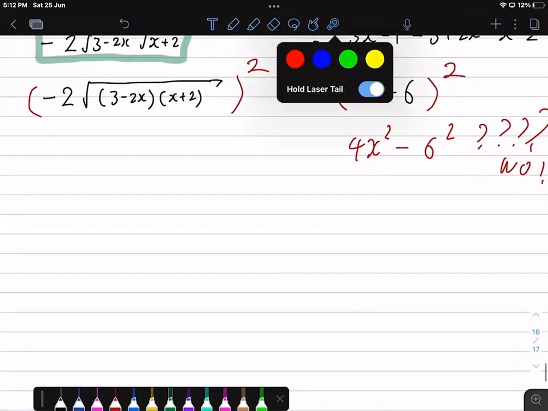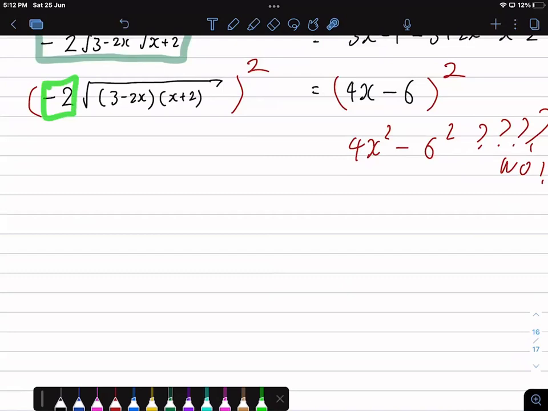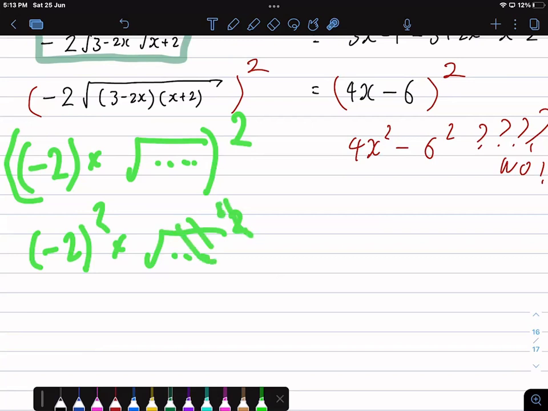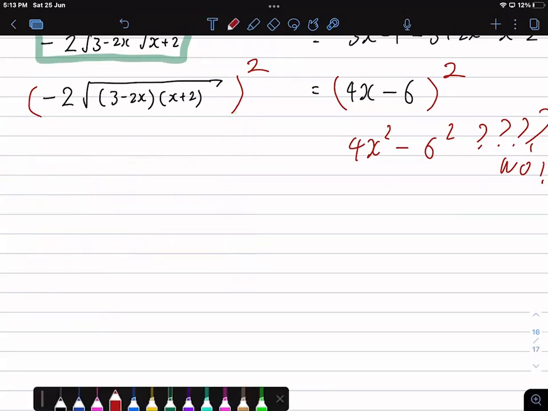So now, whenever you got minus 2, which is just a factor in front of the square root, it's actually a multiplication going on. Negative 2 multiplied by a square root, whatever. So a times b, square, means what? Means a square times b square. What happens when you have a square and square root? Cancel off, but make sure you got a negative 2 square in front. Okay, so that's what we're going to do.